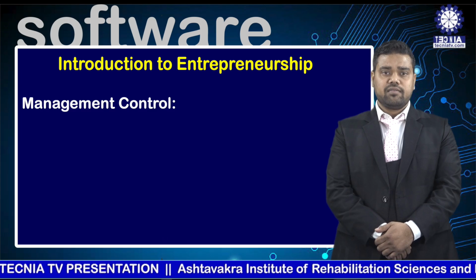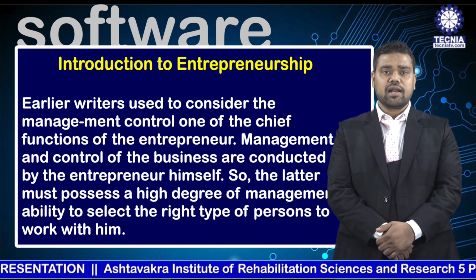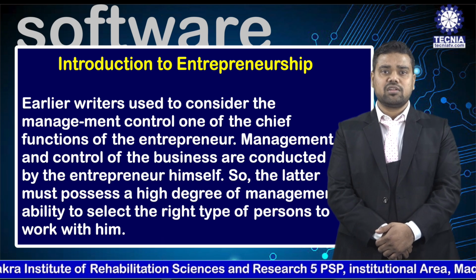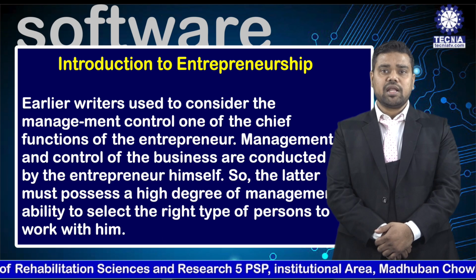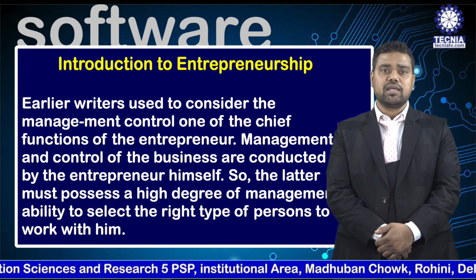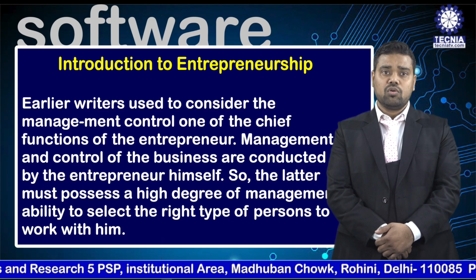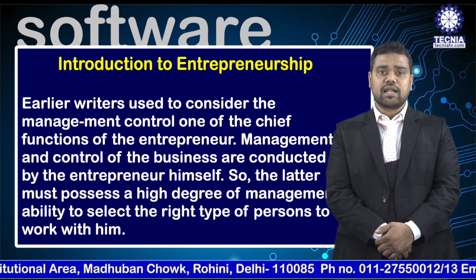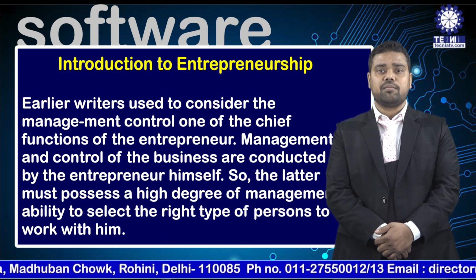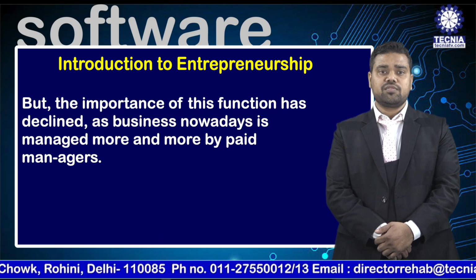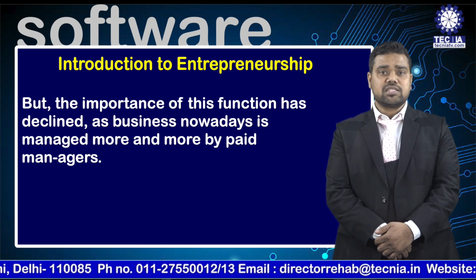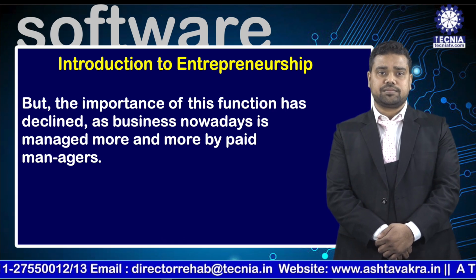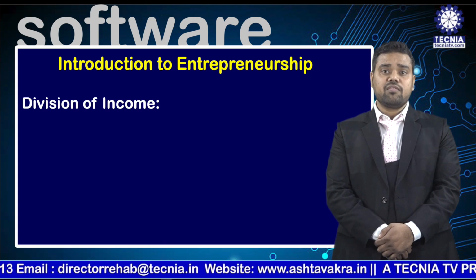services. Second one, management control. Earlier writers used to consider management control one of the chief functions of the entrepreneur. Management and control of the business are conducted by the entrepreneur himself. So, the latter must possess a high degree of management ability to select the right type of persons to work with him. But the importance of this function has declined as a business nowadays is managed more and more by paid managers. And third one, division of income.